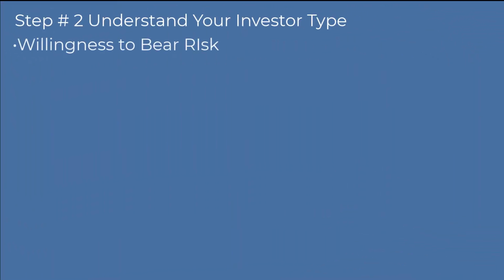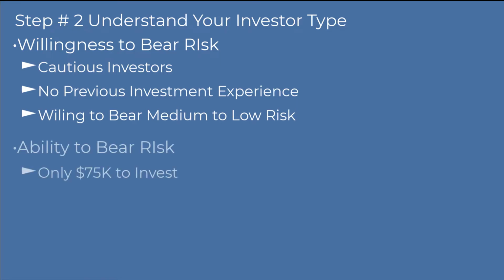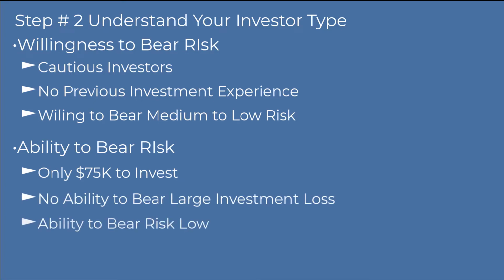So let's go ahead and jump into step 2, which is understanding your investor type. And this step has 2 components, which are understanding your willingness and then ability to bear risk. So Jason and Sarah are cautious investors. They have no previous investment experience and are willing to take a medium to low risk. Also, they only have $75,000 to invest, so they can't really handle a large loss to their portfolio either.